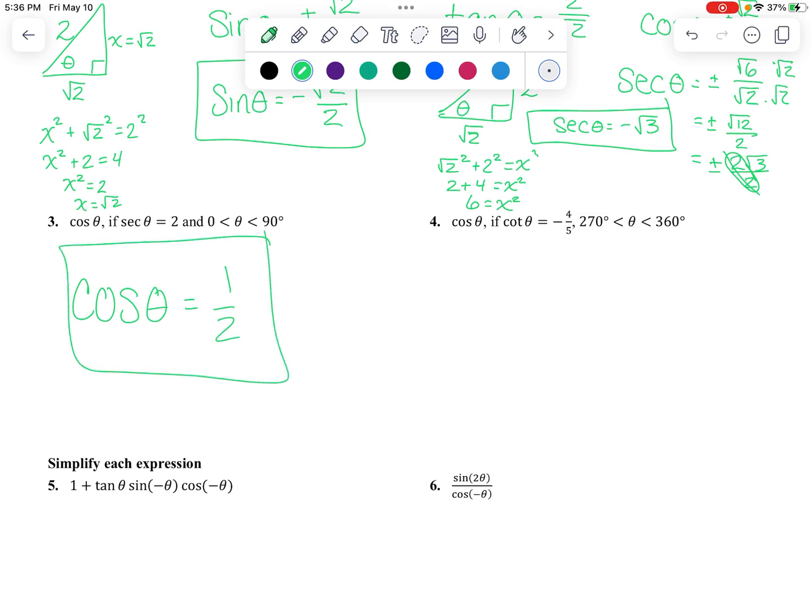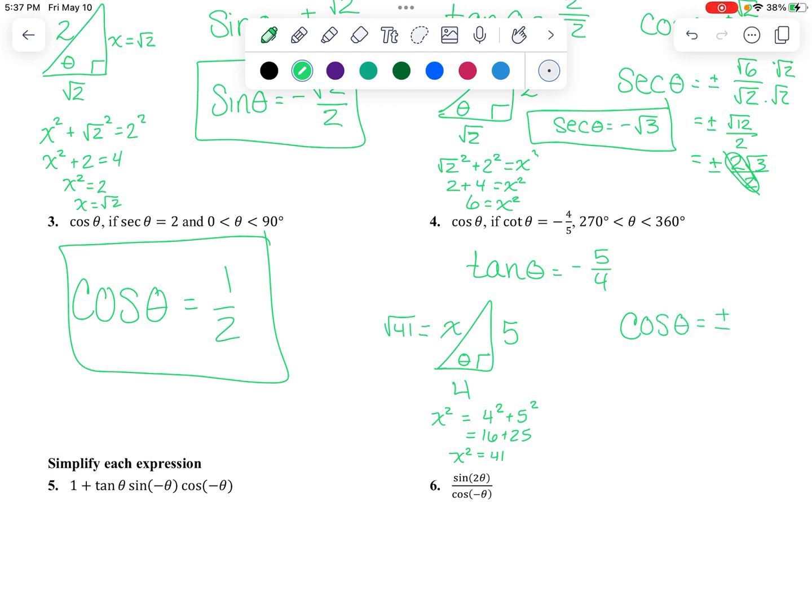Moving on. Find cosine if cotangent is negative 4/5. That means tangent is negative 5/4. Create a right triangle. Tangent is opposite over adjacent. Leave the negative off of there. It doesn't help. X squared is equal to 4 squared plus 5 squared. That's 16. That's 25. Add them together. I get 41. So x is the square root of 41.